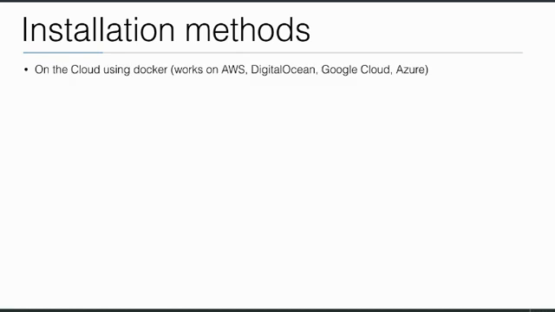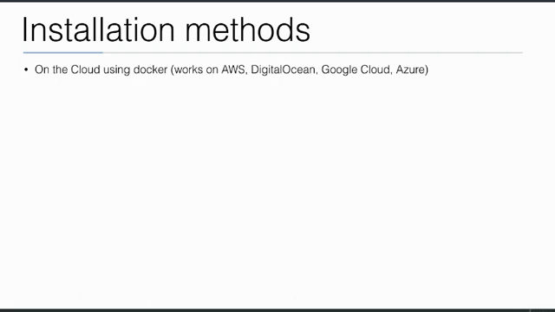What I think is the easiest one is installing Jenkins on the cloud using Docker. That works for AWS, DigitalOcean, Google Cloud, and Azure. It basically works on any cloud provider that can give you a virtual machine. This method I will show you in a demo.